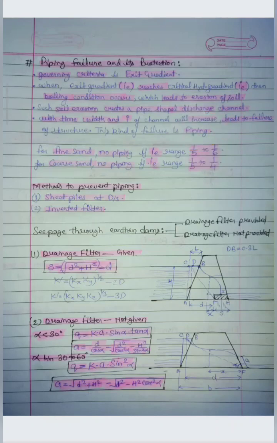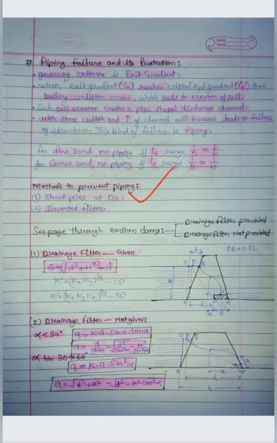So for fine sand there will be no piping if we keep the exit gradient in the range of 1 by 5 to 1 by 6. In case of coarse sand, there will be no piping if we keep the exit gradient in the range of 1 by 5 to 1 by 4. So this we can take as a precaution to avoid the piping condition. Now methods of preventing piping.